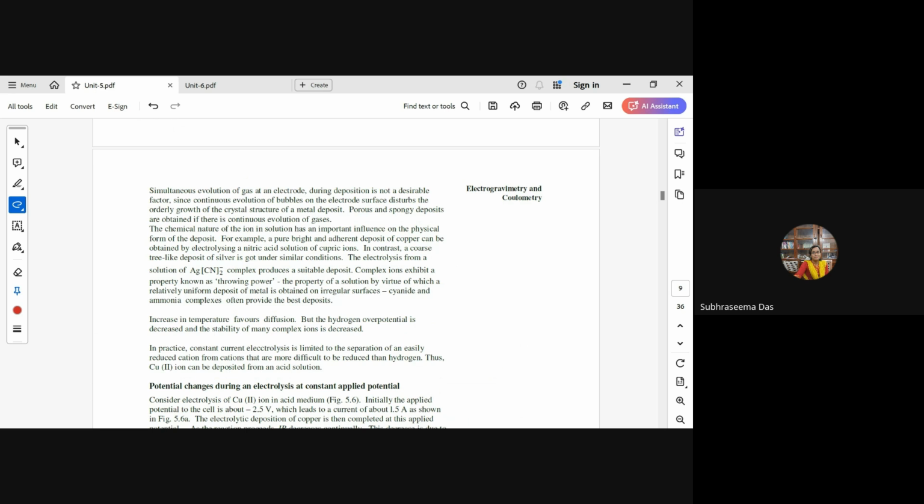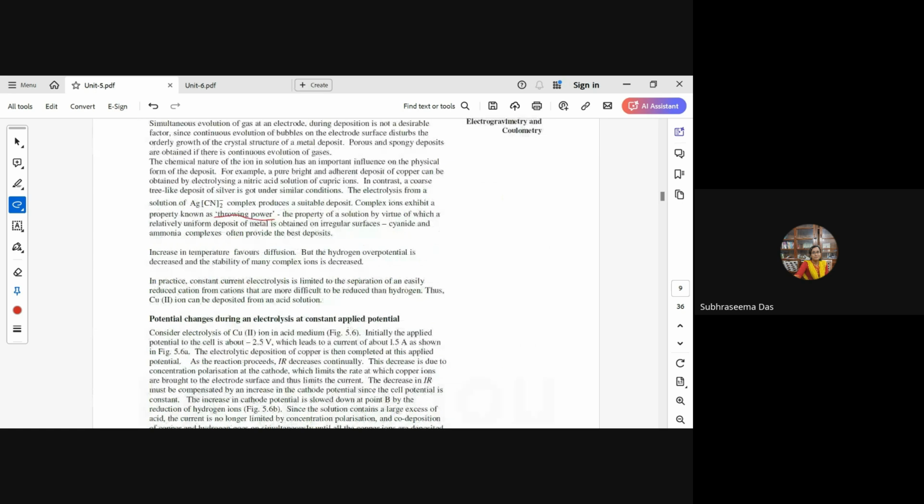So we see that the nature of the electrolyte that is used is different for different electrodeposition processes, and it also depends on the metal that is employed. Complex ions exhibit a property that is known as throwing power. It is the property of a solution by virtue of which a good deposit is obtained even with very irregular and dented surfaces. This is known as the throwing power.